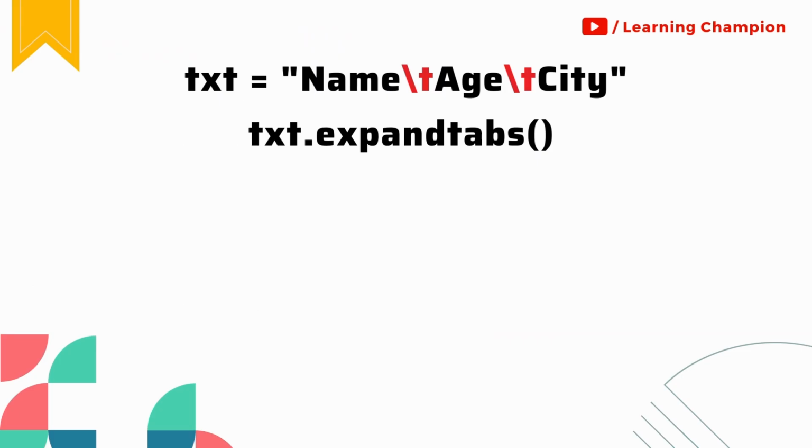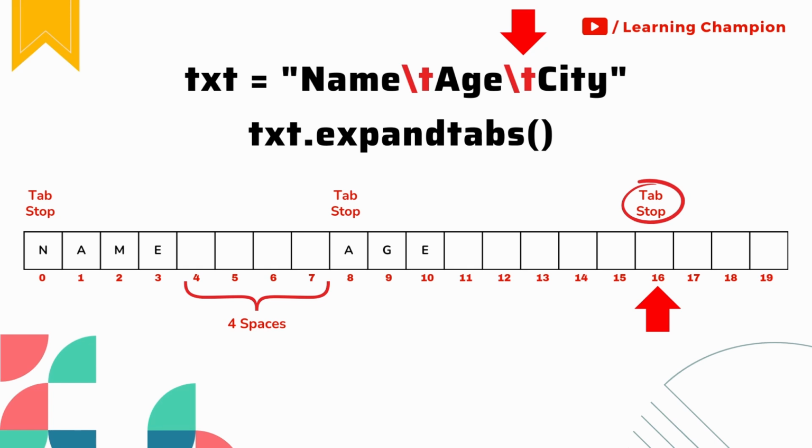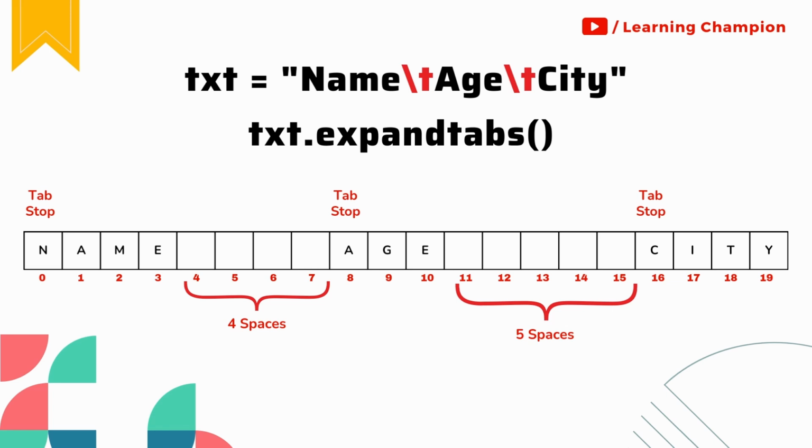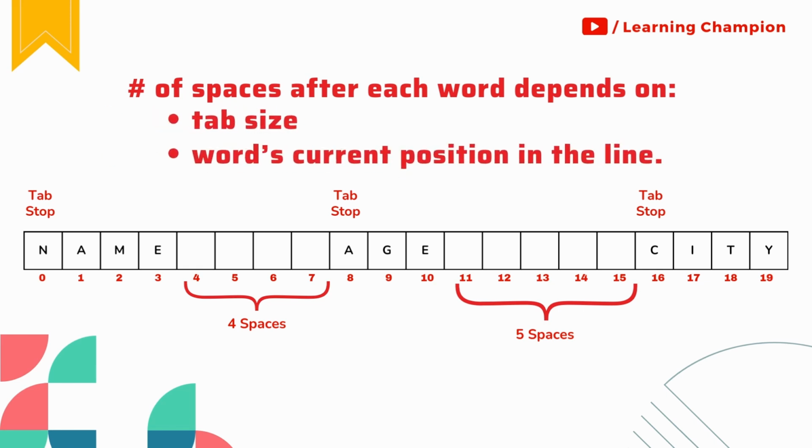Let's see what is happening in the background. The first word, name, is 4 characters long. The tab after name moves the cursor to the next tab stop, which is at column 8. That means Python inserts 4 spaces after name to reach column 8. Age is 3 characters long. The next tab stop after age is column 16. So Python inserts 5 spaces to move from column 11 to column 16. The key takeaway is that the number of spaces after each word depends not only on the tab size but also on the word's current position in the line. The closer a word is to the next tab stop, the fewer spaces will be inserted.